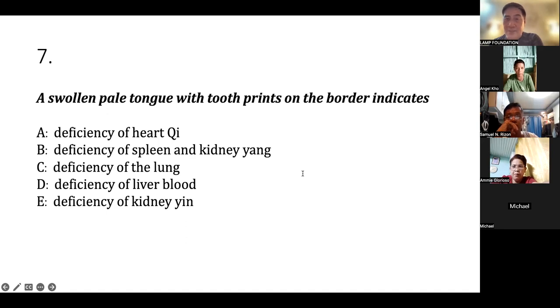What's the difference? In heart yang deficiency, aside from heart qi deficiency, there is now cold. The patient feels cold. And this time, the tongue will be a bit moist, more swollen, more pale. Can you follow?